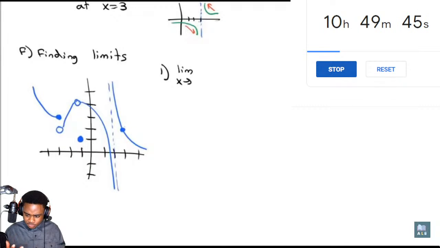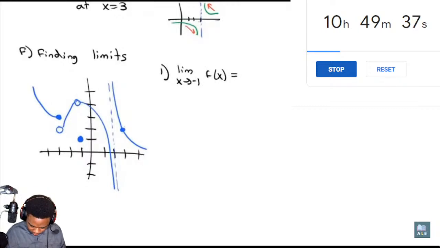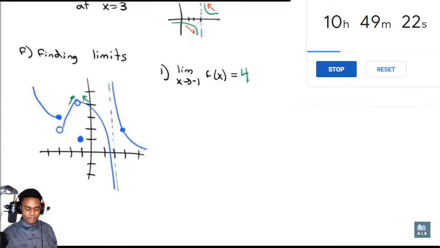First, we're going to find the limit as x approaches negative 1 of f of x. Now at negative 1, what is the graph getting close to? Not where the graph is actually. You'll see from the left and the right, the graph is getting closer and closer to a height of 4. So we say the limit at negative 1 is 4, because that's what should be there, even if it's not.